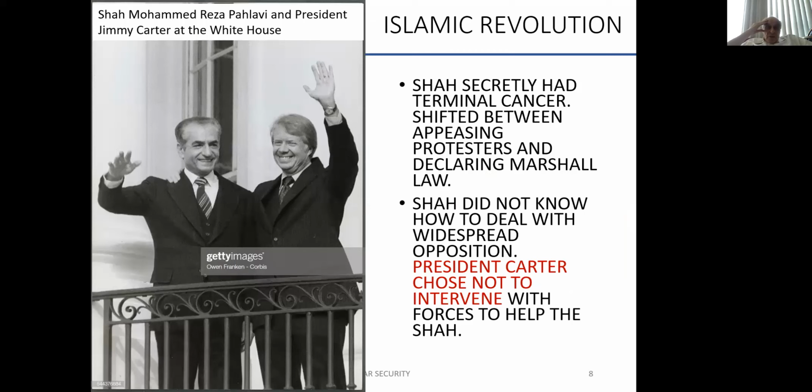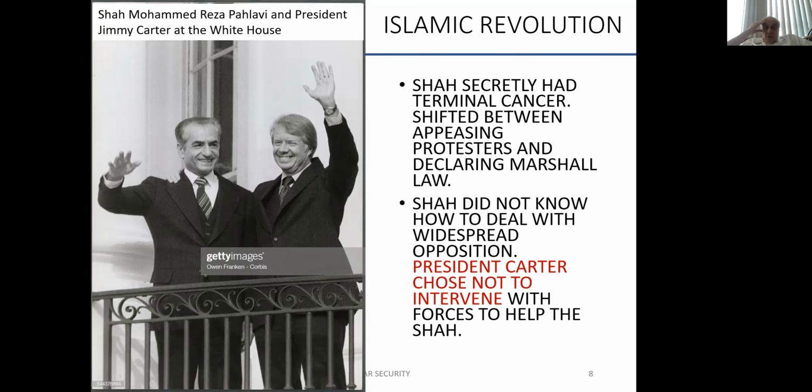There's a photo on the left of the Shah and President Carter. That was Carter's welcoming of the Shah in 1977. But later, after this escalation of the opposition to the Shah, one of the key features which was hidden was the fact that the Shah was suffering from a terminal cancer condition. And he became very indecisive in dealing with Khomeini, shifting between appeasing the protesters and declaring martial law. He didn't know how to deal with widespread opposition to his government.